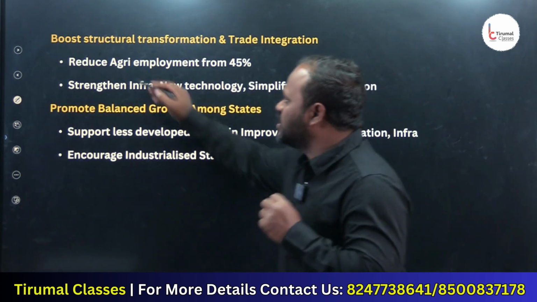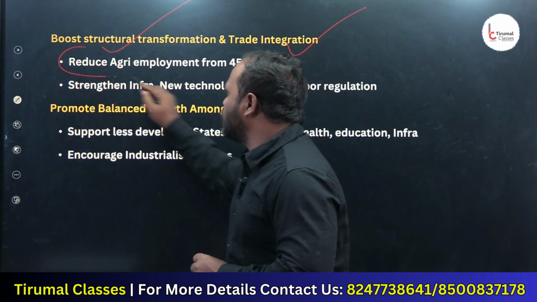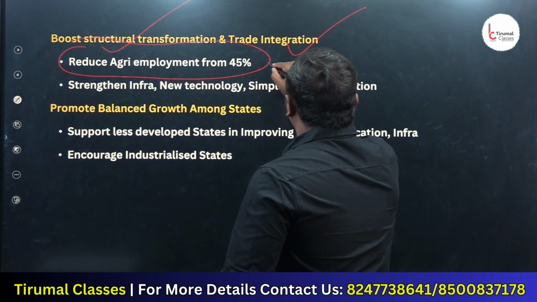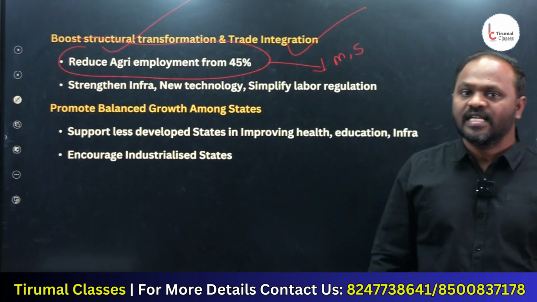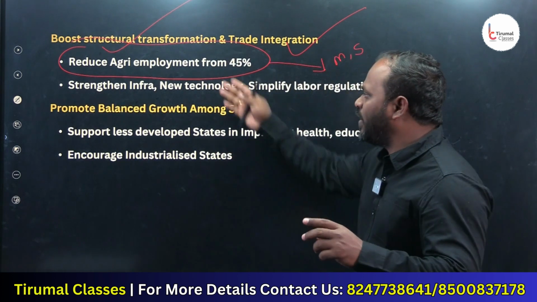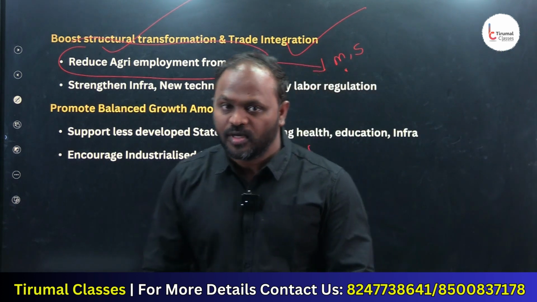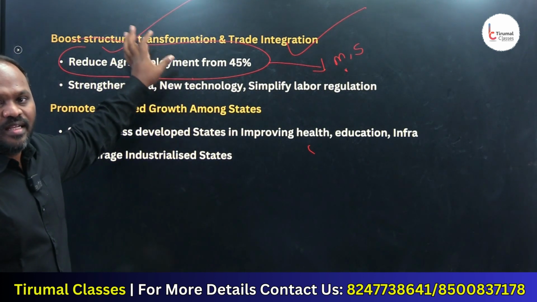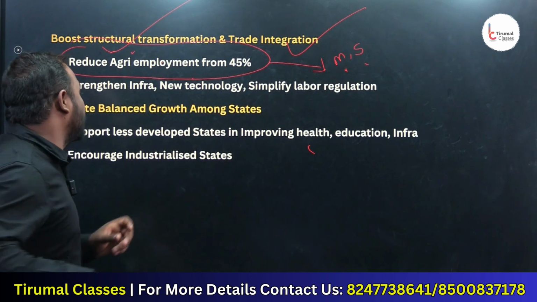The second recommendation is boost structural transformation and trade integration. For example, reduce agricultural employment. We should not increase employment in agriculture, we should increase employment in manufacturing sector and service sector, because agriculture is not giving a good amount of yield, good returns to farmers. Rather than depending more on agriculture employment, more in manufacturing and service. అంటే ఇక్కడ అగ్రికల్చర్ వదిలేమని చెప్తున్నారంటే కాదండి. ఇన్ అగ్రికల్చర్ rather than using human force, we can use technology, and the human force that is present in agriculture can be transferred to manufacturing and service sector.